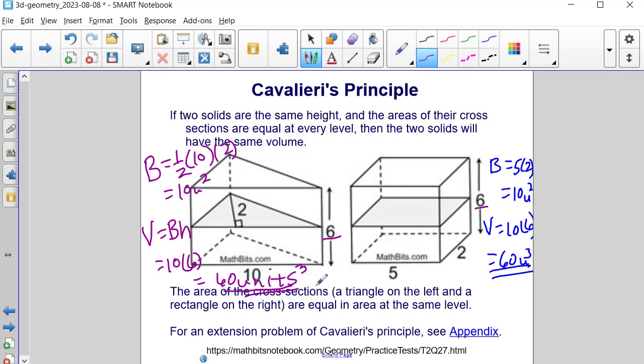So the area of the cross sections, the triangle to the left and the rectangle to the right, are equal in area at every single level. Therefore, these solids have the same volume. For an extension of this principle, let's go to the appendix.